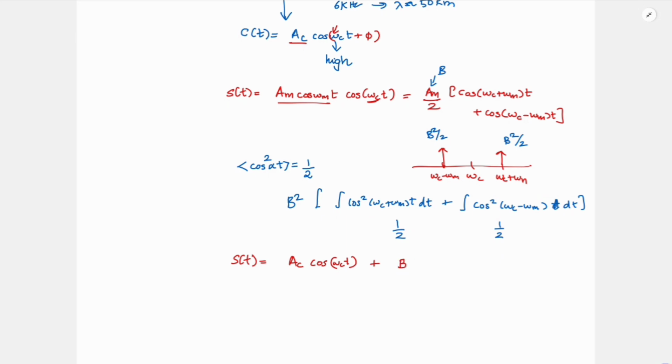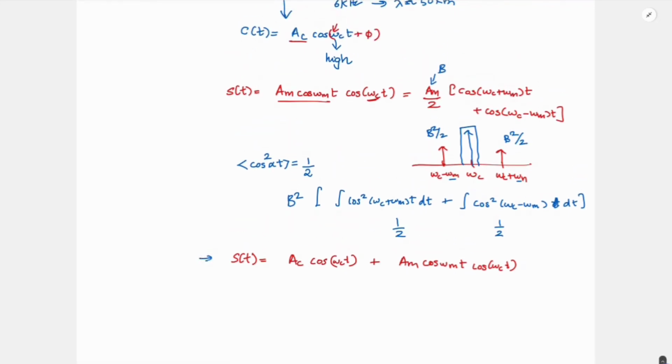Plus whatever this signal is. Let me say it is AM only in this case, cos omega m t cos omega c t, and the carrier will usually have a higher power than the sidebands, so that the receiver can recover only this and use it as the input frequency to get back your message signal. That will come in demodulation, so I'm not going into that right now. But this is your equation for conventional AM.